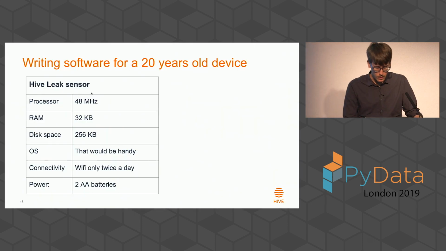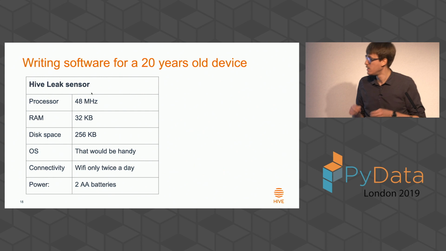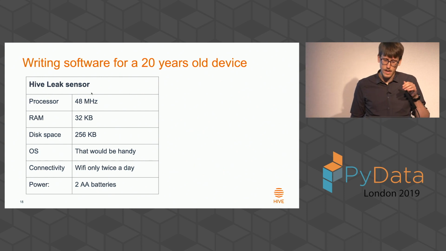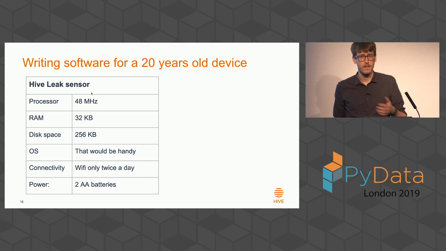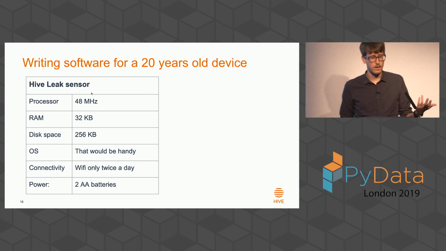So the leak sensor is very, very limited. It has 32 kilobytes of RAM, very limited disk space, and there's no operating system and no file system. It runs on Wi-Fi, and it's powered by 2 AA batteries. I think about this as a 20-year-old device.